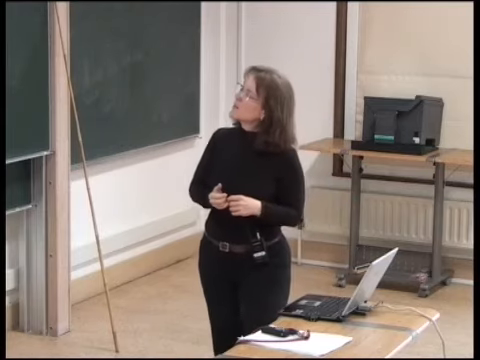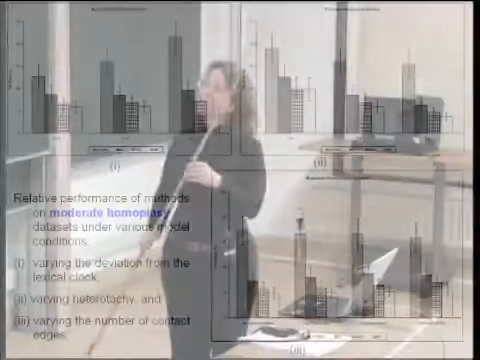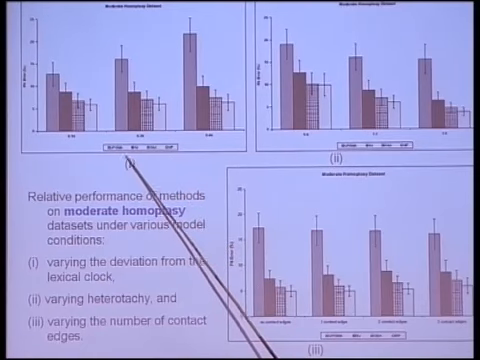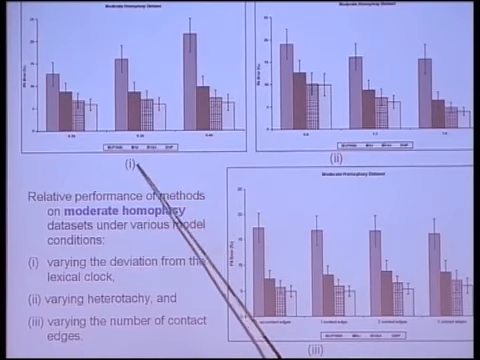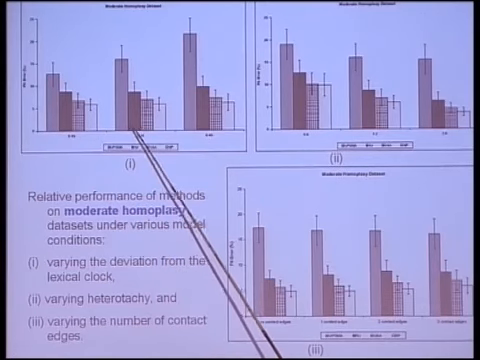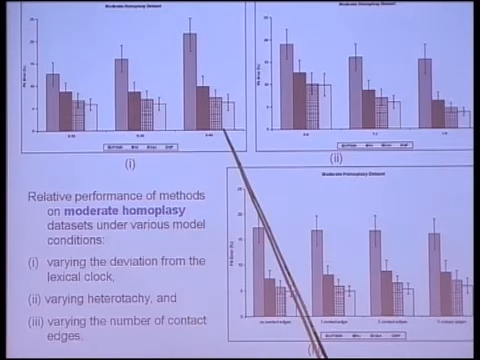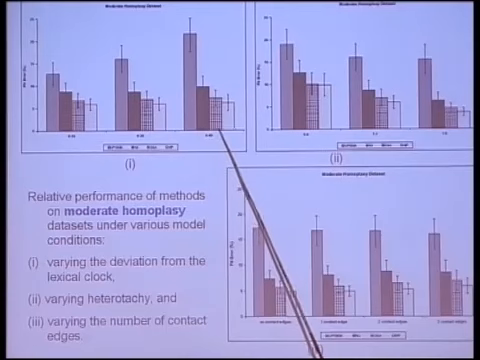So this is an experiment with moderate homoplasy, and since it's moderate homoplasy, we are not looking at the weighted compatibility method. We're just looking at 4 methods, which is to say UPGMA, neighbor joining, Gray and Atkinson, and maximum parsimony. UPGMA and neighbor joining are both distance methods, and these two are both basically sequence-based methods. And this is a condition where we're looking at the deviation from the clock, so a small deviation from a clock to a moderate deviation from a clock. And what you can see is that the relative performance is the same for all of those, okay?